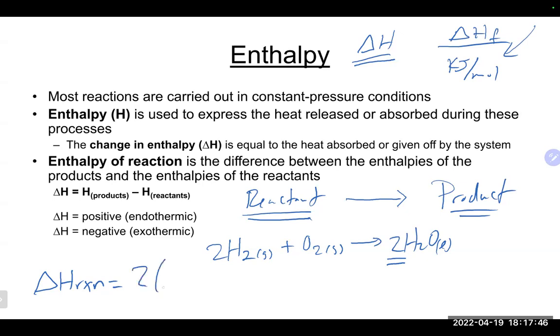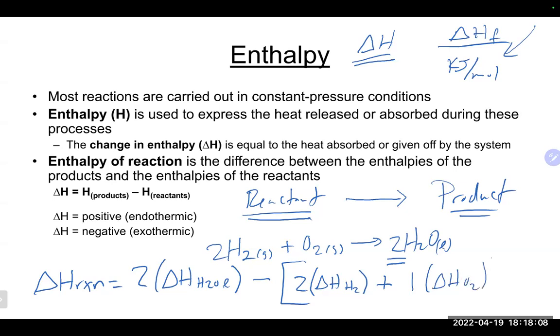So you would do 2 times the delta H value you would find for water in the liquid state, minus 2 times the delta H for H2 in the gas state plus our other reactant, which would be 1 times the delta H of the O2 that you would find there. And whatever you get when you subtract all those, if you end up with a negative number, then it would be overall an exothermic reaction. If you end up with a positive number, it is an endothermic reaction.